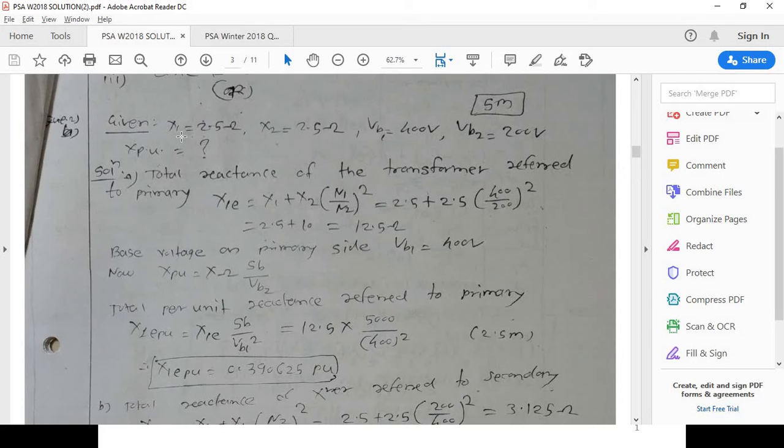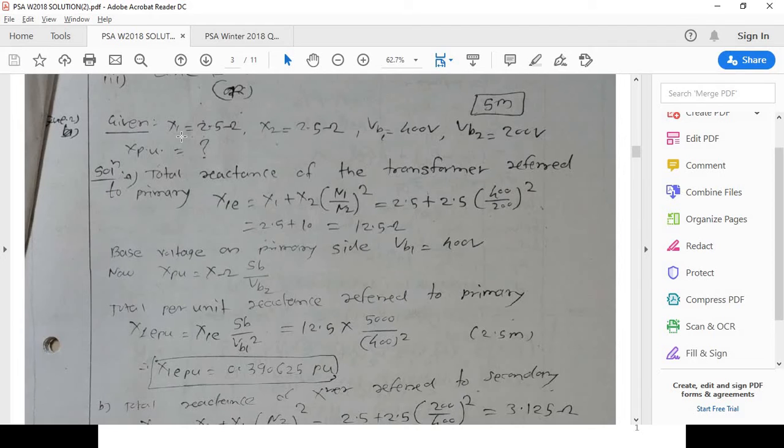Apart from that, they have given the 5 kVA rating of the transformer. Then the ratio of the transformer is 400 by 200 volt, which is a step down transformer. So here we will select the base value of the voltage on the primary side, VB1 is equal to 400 volt. Base value of the voltage on the secondary side, VB2 is equal to 200 volt. And we have to calculate the reactance in per unit.